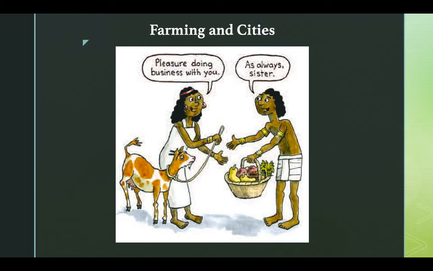So that's the last slide. The summary for this section is that the valleys of the Tigris and Euphrates rivers were the site of the world's first civilization. All right, thanks.